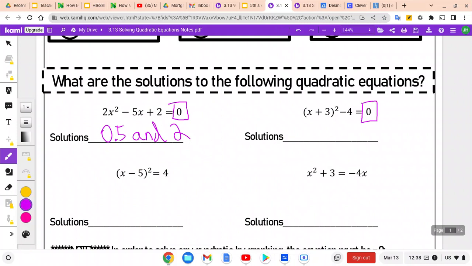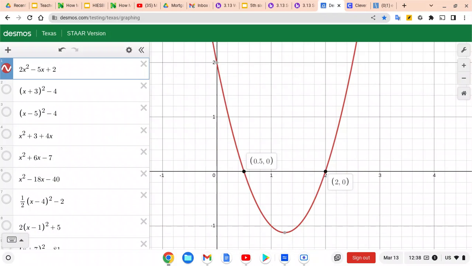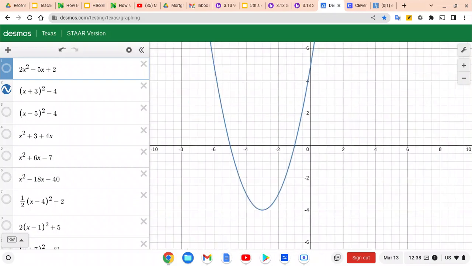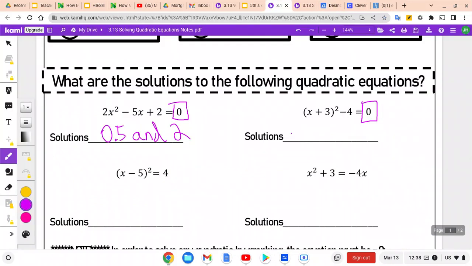And then you do it again for this one. And let's see, that's x plus 3 squared minus 4. Might have to zoom out to see the full picture. All right, here we have two solutions, -5 and -1. So -5 and -1.